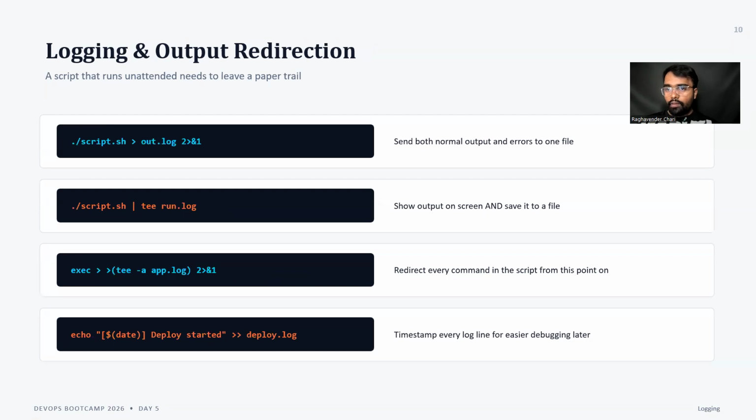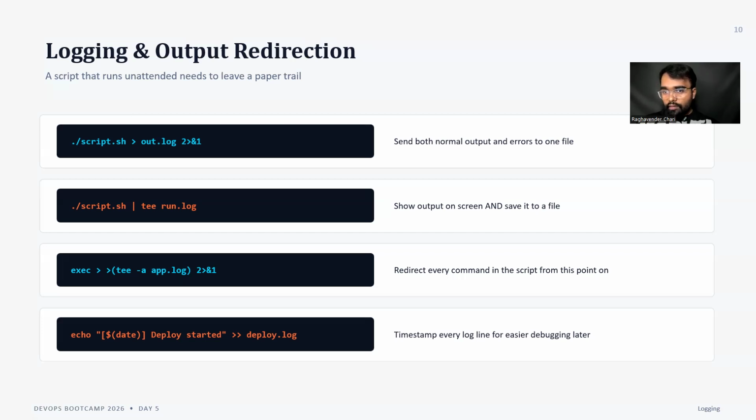And logging and output redirection. A script that runs unattended needs to leave a paper trail. So if you want to send both normal output and errors to one file, here we are using script.sh and out.log. So we are using the log and redirect 2 to 1, so errors go to one file.